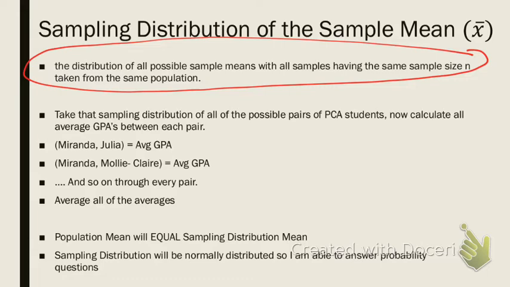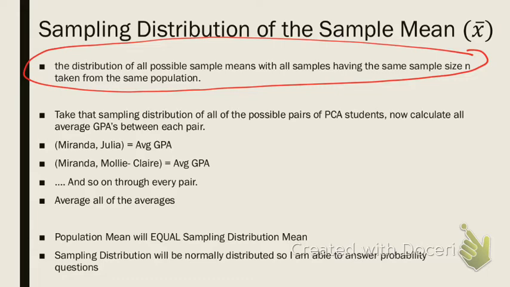So, remember our example, all 520 PCA students. You are paired with every person at PCA. That's a lot of pairs. No, just students. From that, within each pair, imagine I just picked two people, Miranda and Julia. I'm going to calculate your average GPA. Then Miranda and Molly Claire, their average GPA. It's going to be different within each pair. Every pair is going to be different.